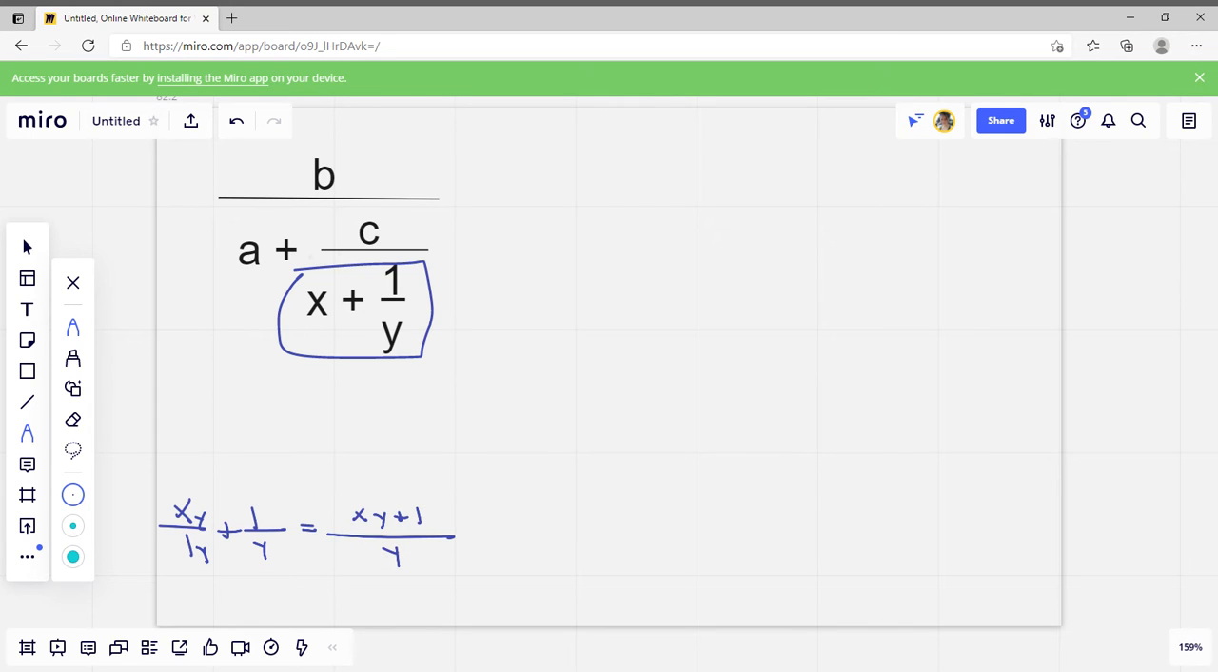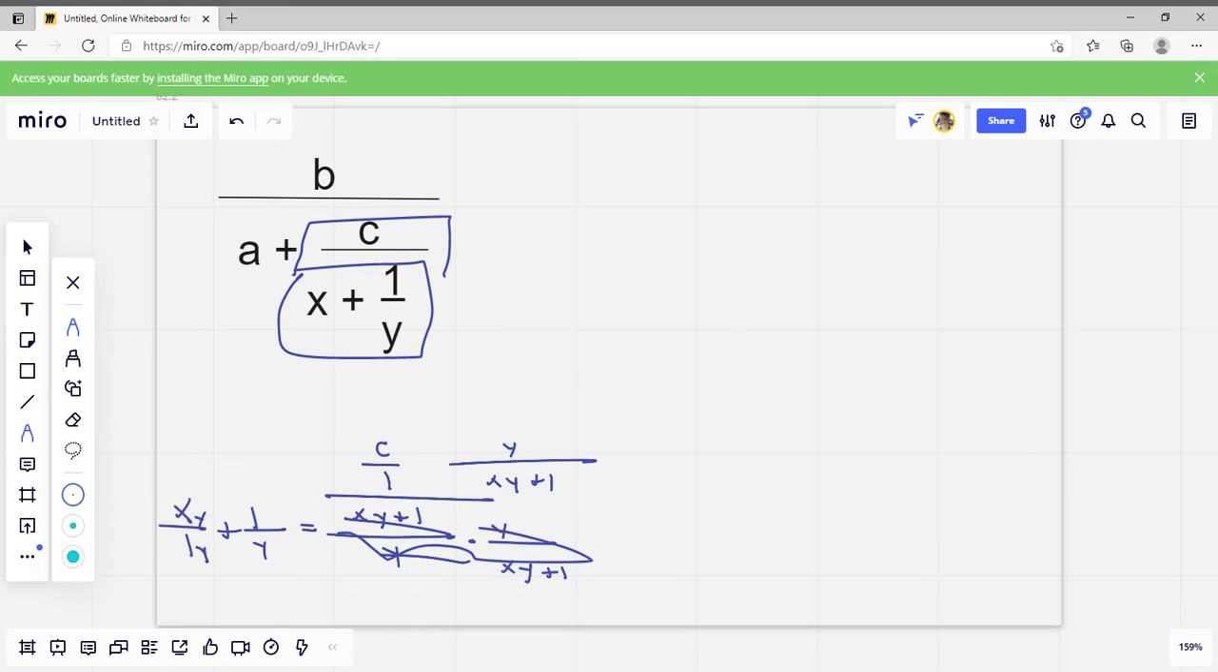Okay. Then I'm going to include this c. So we're going to put all that plus c over it. Now I'm going to make that c be a c over 1. Okay, then we're going to flip and multiply our y on the top, our xy plus 1 on the bottom. Same thing here, y on the top, xy plus 1 on the bottom. All this cancels and gets rid of that bottom part. And then we're going to have cy over xy plus 1. Alright, now we have to add that a.